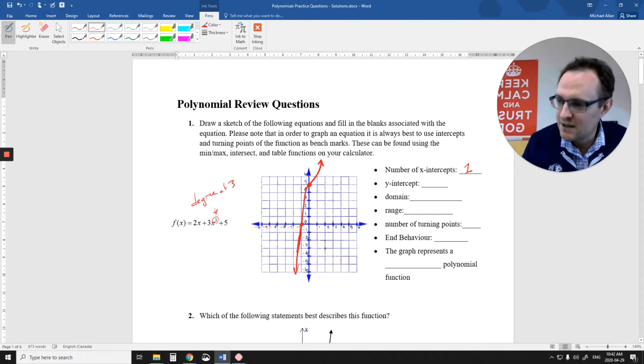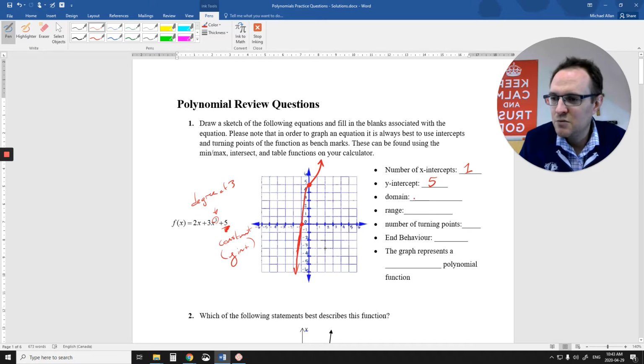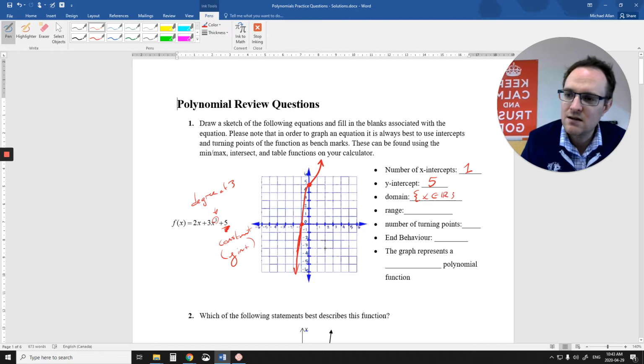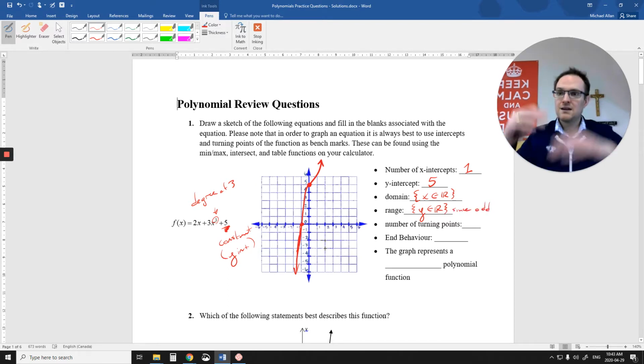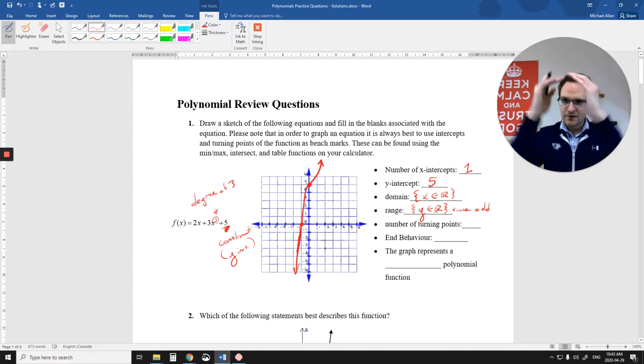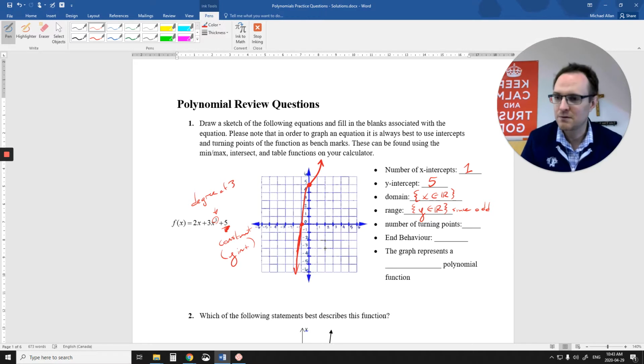Y-intercept: remember, the y-intercept is the constant value. This one here is the constant. I'm just going to label it, constant. Remember, this is the y-intercept. So if the constant is 5, the y-intercept is 5. The domain: remember, the domain of all of these is x ∈ ℝ. The range, because this is an odd graph, is y ∈ ℝ. Now remember, if it's a quadratic graph, it has a bottom or a top where the vertex is, so there's some part of the graph that's not above or below it.